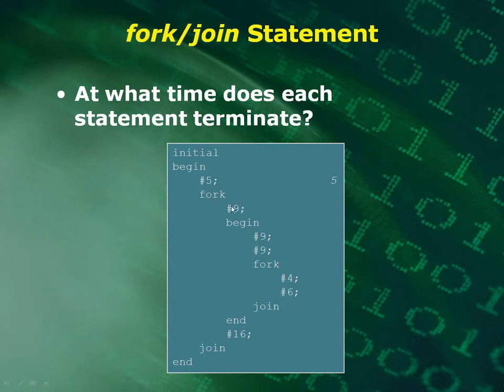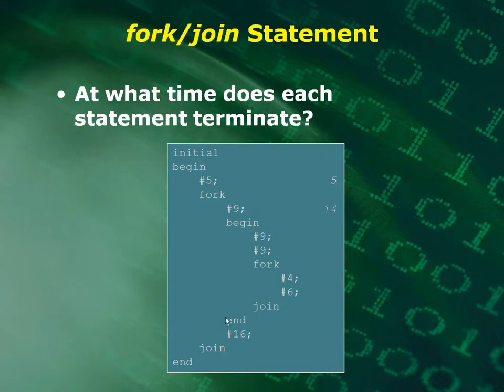Now remember, in the fork, the statements all execute in parallel. So this statement, this begin-end statement, and this statement all execute in parallel. This statement begins where we finished here with a delay of 5. So it begins at 5, and where does it end? It's going to end at 14, the 5 plus 9. So that's where that ends in time.